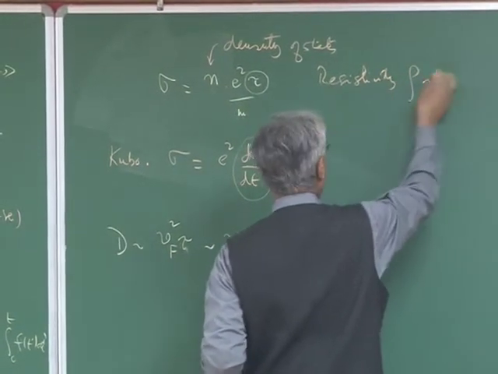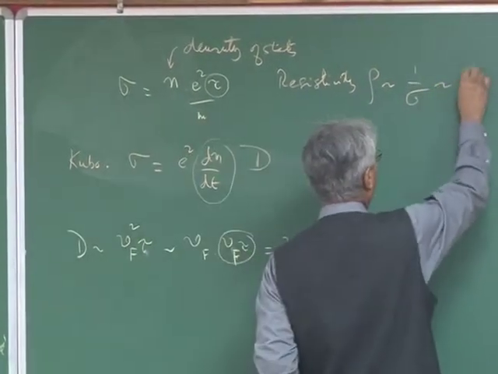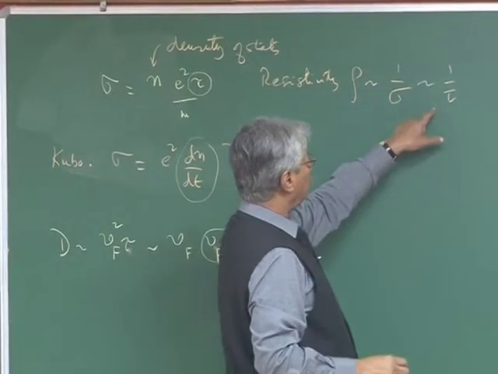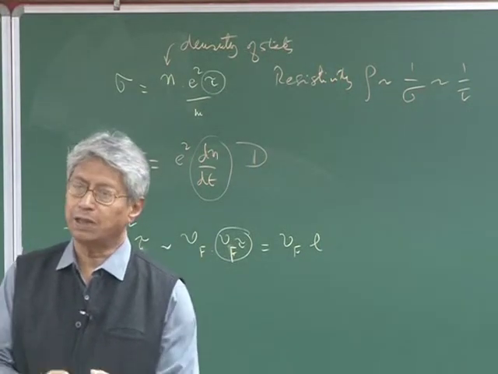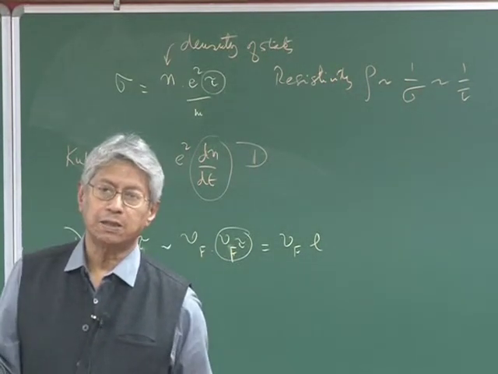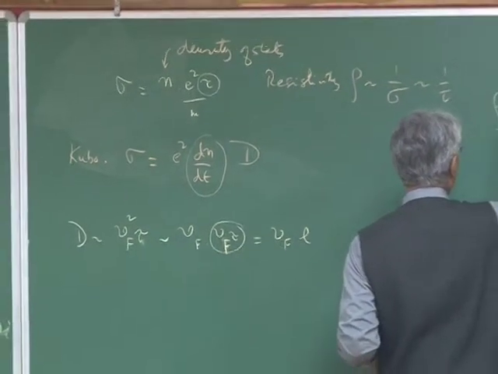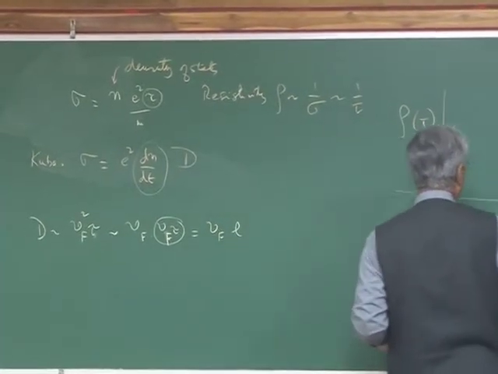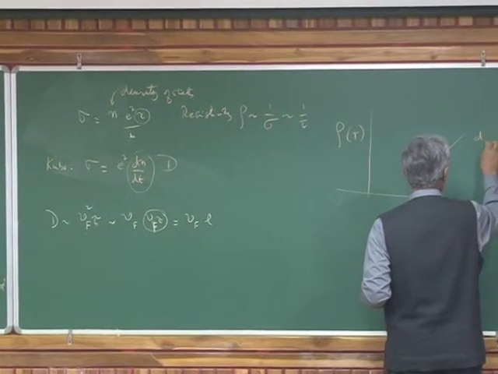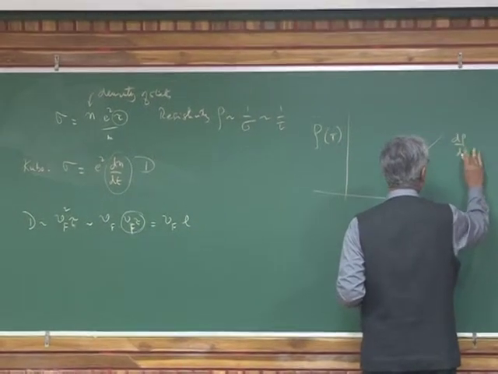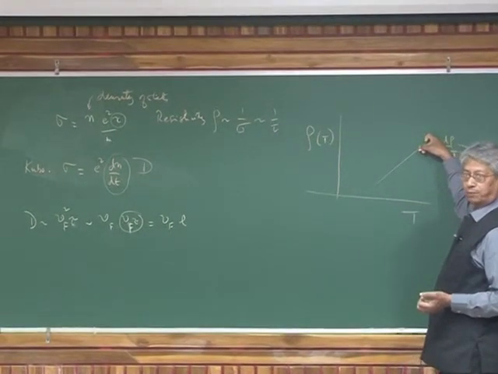Tau would decrease. So if tau decreases, then the resistivity rho is actually inversely proportional to the conductivity. So resistivity is proportional to 1 over tau. So if tau decreases, my resistivity increases, which intuitively we all know: if my temperature increases, then the resistivity increases, right? Okay. So this part is fully understood. If you plot rho of T versus T, the slope d rho dT is positive, like dy dx.